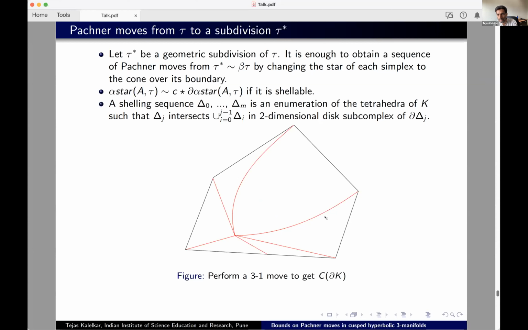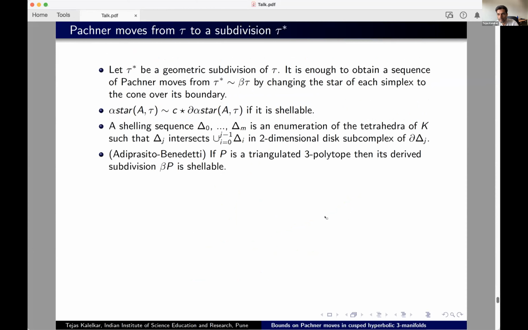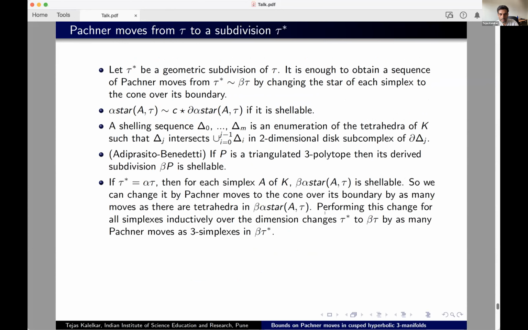Now, do I always have a shelling sequence in dimension 3? Unfortunately, this is not true because Rudin showed way back in the 50s that there are Euclidean triangulations of a 3 simplex which are not shellable. I think a big advance in this theory came by a recent result of Adiprasito and Benedetti, who showed that if P is a triangulated 3 polytope, then its derived subdivision, its barycentric subdivision, is in fact shellable. So this is the result we use to get shellability.